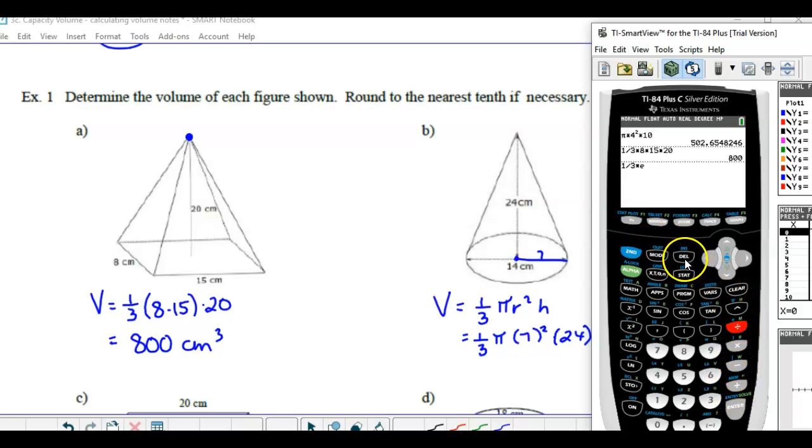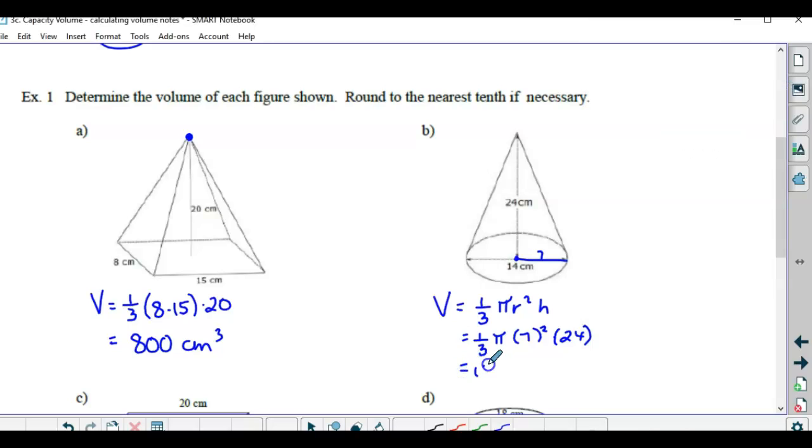Oops, that's the wrong symbol. Oops. Times pi. Oh, back again, times pi. There we go. Times 7 squared, or 7 to the exponent 2, times 24. Okay, so that's 1,231.5, and it's going to be centimeters cubed.